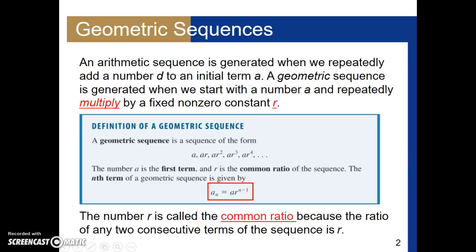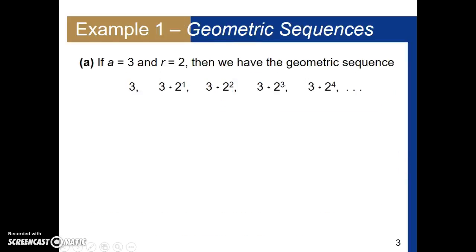If we're given the terms in a sequence, we can divide one term by the term immediately on its left, and we can find the value of the common ratio. Then we can look to see what the first term is, and that's all we need to know. We need to know a and r, and we can generate any term in the sequence.